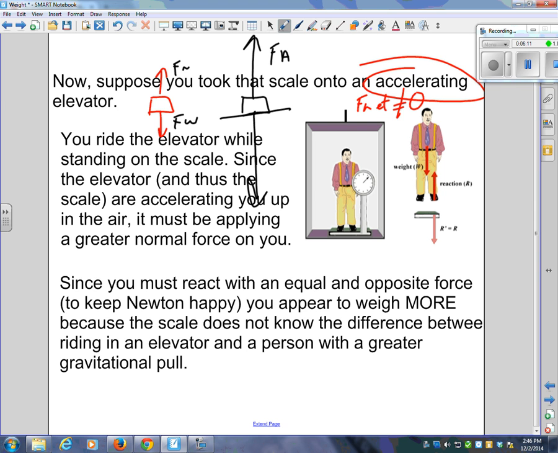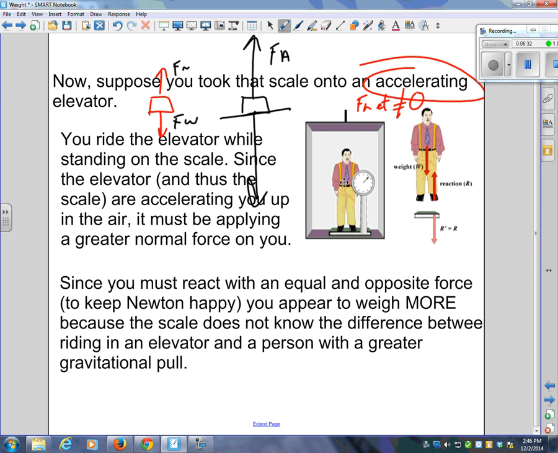You have to have more net force, but how come it's equal? Yes, good question. It's because you're accelerating, right? It's equal, and again, it's the scale applying a force on you. You are applying an equal force on the scale, so you are both accelerating at the same rate.